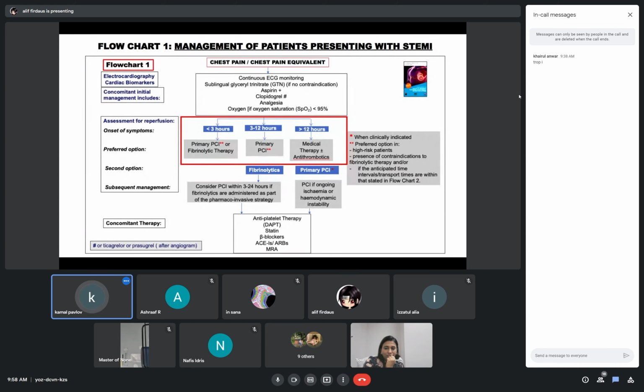So preload, you need the volume or you need the pressure? Preload. The volume. Good. Sama bagi GTN. Vasodilate. The amount of blood return to the heart will increase or decrease? Decrease. So you are basically causing more harm to the heart. So do not give GTN to inferior.